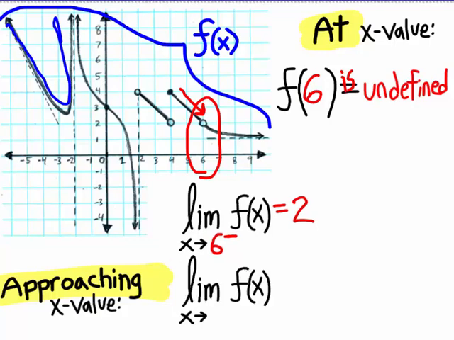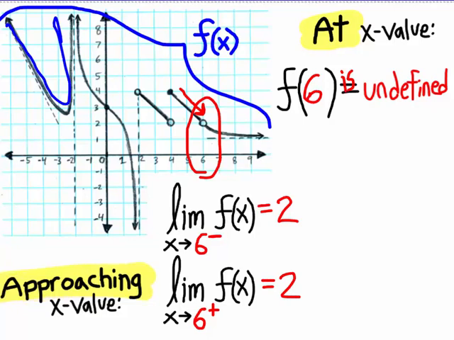Now, how about from the right? We will similarly say that in the case of x approaching 6 from the right, we also found that the y value approached 2. Because the limit from the left and the limit from the right both gave us the same value of 2, we may also just say that x approaches 6 without specifying a direction, left or right.